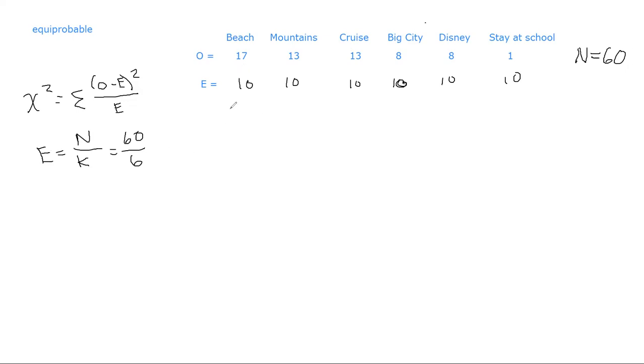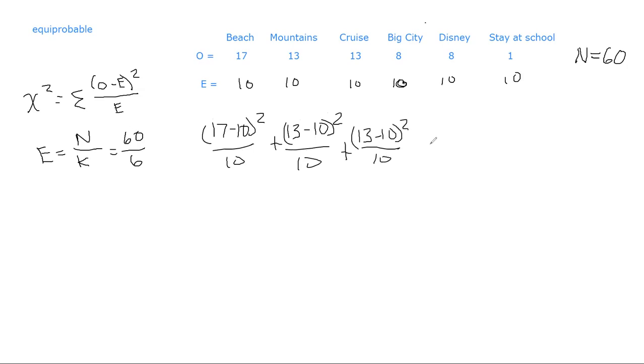So for each category, I can simply compare. There's 17 minus 10 squared over 10, and to that I'm going to add 13 minus 10 squared over 10, another 13 minus 10 squared over 10 for the cruise people, then 8 minus 10 squared over 10, another 8 minus 10 squared over 10, and finally my 1 minus 10 squared over 10.